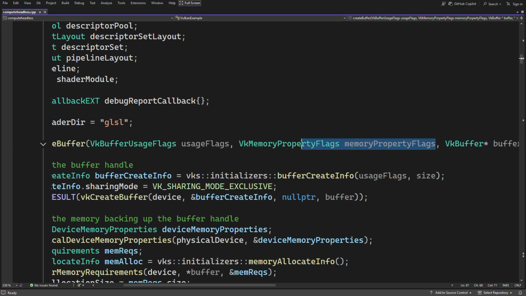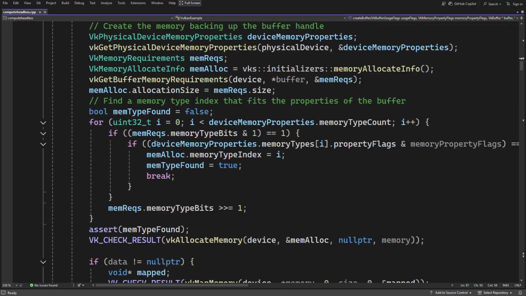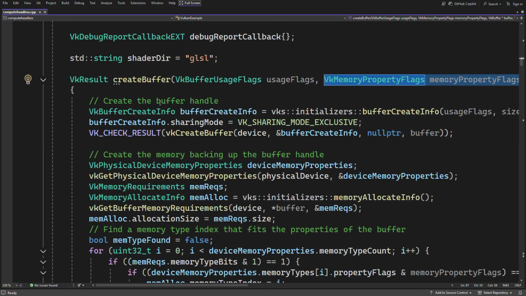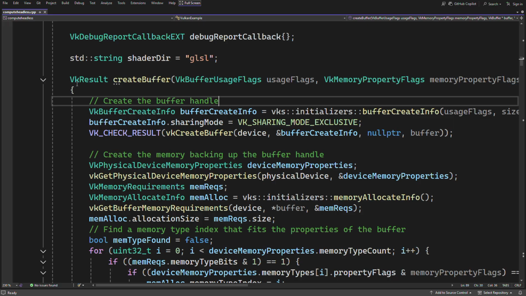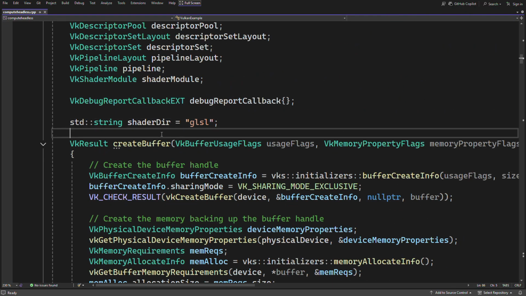But the memory property flags, okay? Here in this for loop, we're cycling through all of the memory types on our system to find the right one. This is just defining the actual create buffer function, and this is where we cycle through the various memory types that are accessible to Vulkan, and we choose one of them. But let us look at where create buffer is being called.